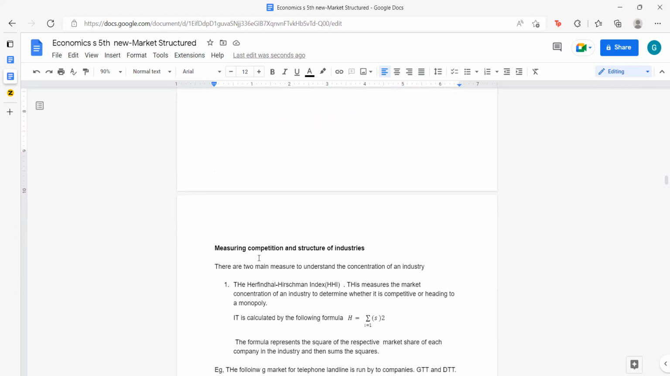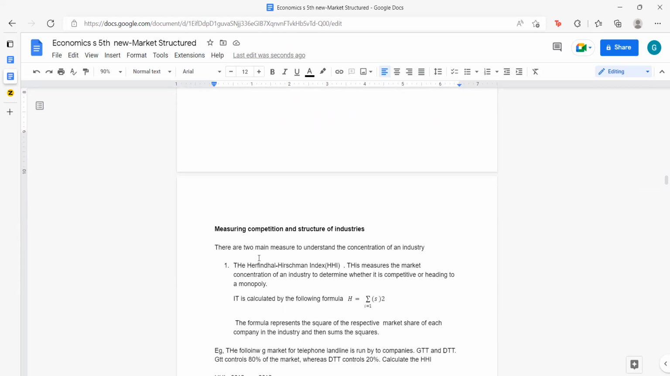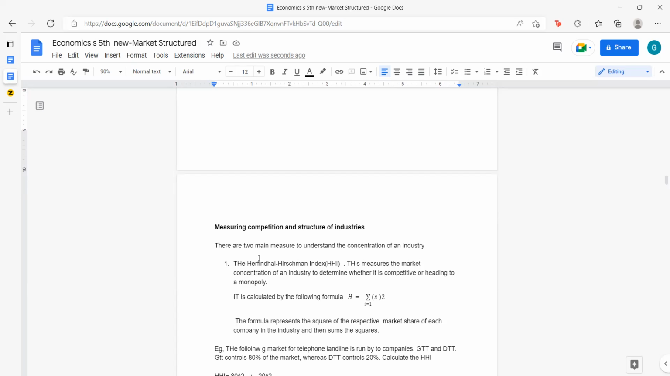So the two main ways of measuring what we call, remember we talked about the term concentration of the industry, which speaks about the level of firms in it. The first thing we can use is what we call the Herfindahl-Hirschman Index, or the HHI. It's a tongue twister, right? The first time I tried to pronounce it, I can't even remember what I said, but it's a tongue twister, the Herfindahl-Hirschman Index. It measures the concentration of the industry to determine whether it's competitive or heading to a monopoly. And we have this fancy formula here, which I will break down in a second.